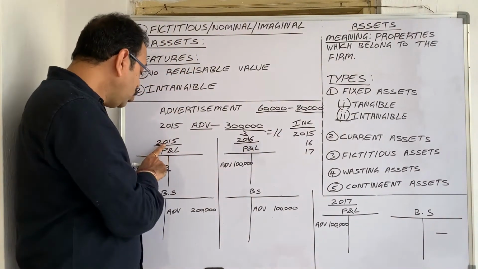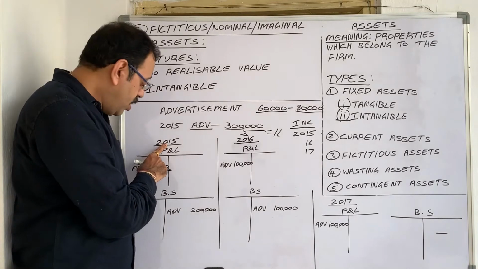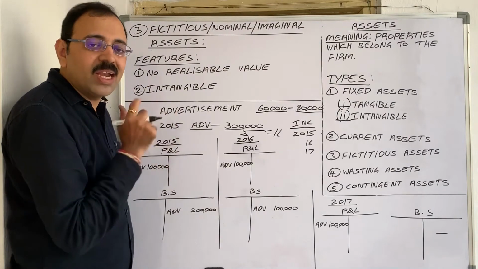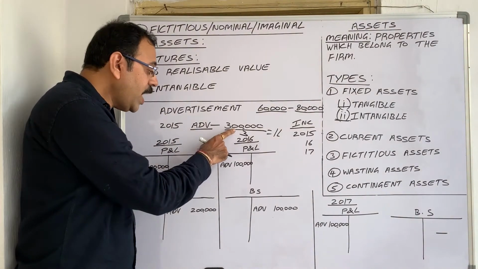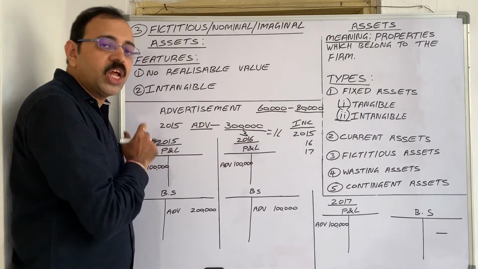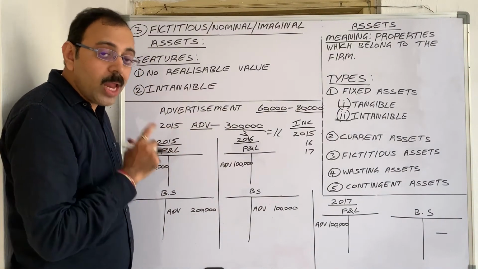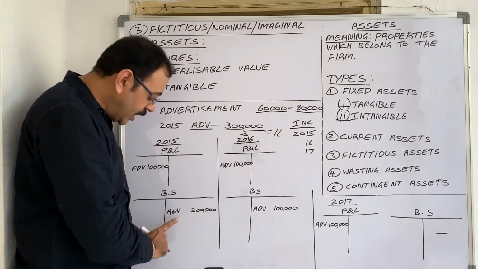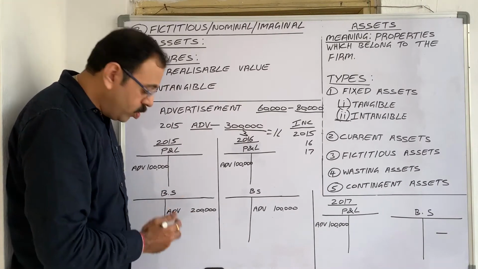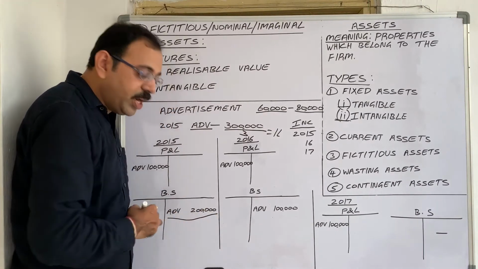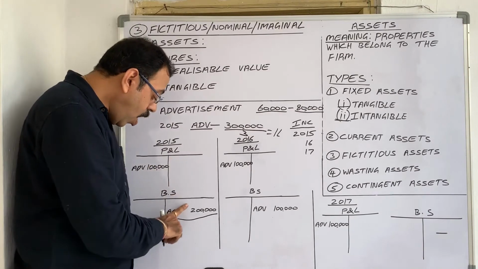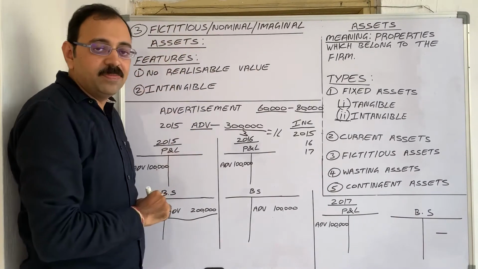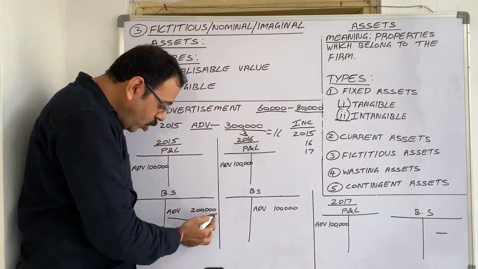Then in the 2015 final accounts, 1 lakh will be debited to the profit and loss account as advertisement, and from the 3 lakh rupees, when 1 lakh rupee is written off, the remaining 2 lakh rupees appears on the asset side of the balance sheet as advertisement expenditure. Now this 2 lakh rupee advertisement expenditure, which we are showing on the asset side of the balance sheet, is called a fictitious asset. So it has no realizable value.